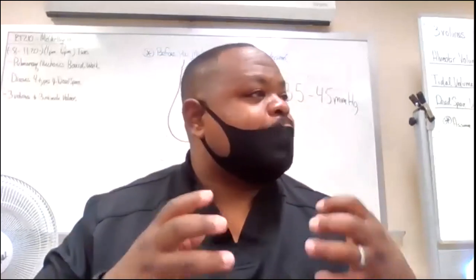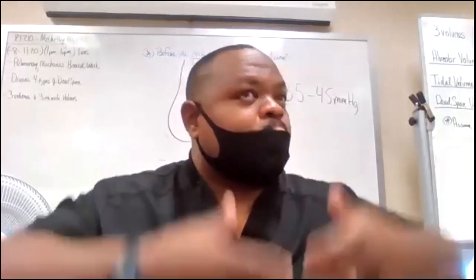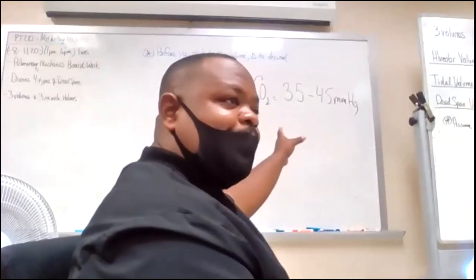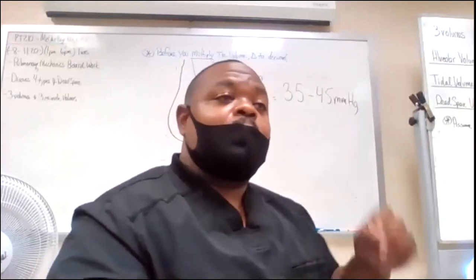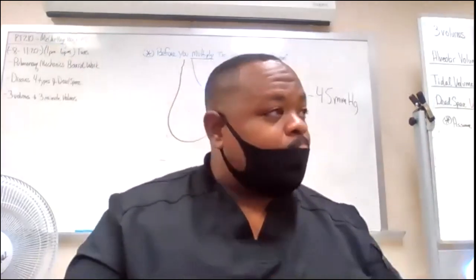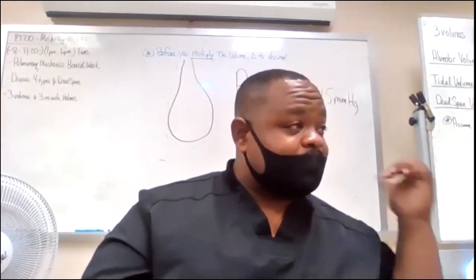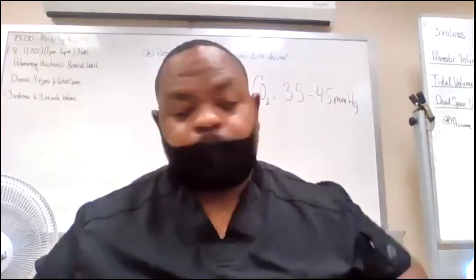All right. So if I'm not blowing off enough CO2, then my PaCO2 is going to go up. The number's going to go up. The normal value is 35 to 45 millimeters of mercury. You're going to need to know that, but you'll learn it more when we get into arterial blood gases, because there's more things in the blood gas than just CO2. Okay? Let's go back.